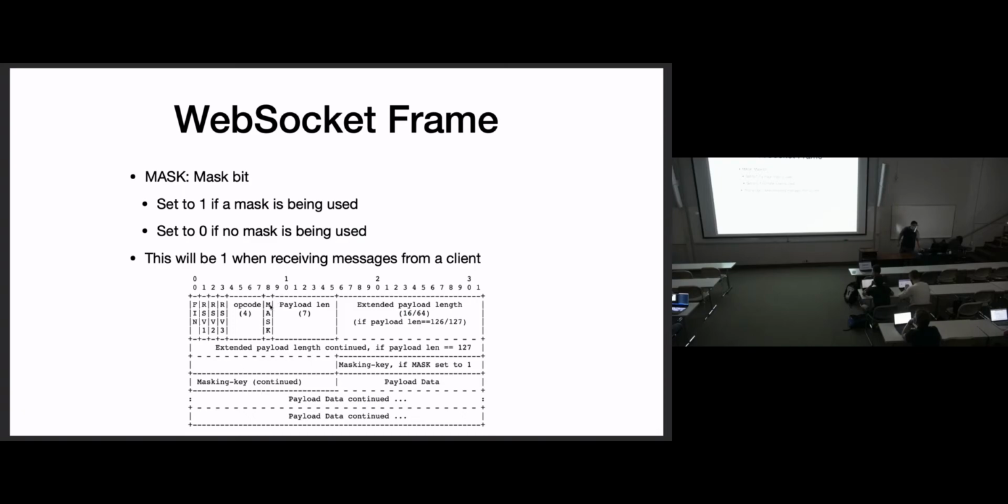But if this mask is 1, then these 4 bytes are going to be the mask. And if this is 0, these 4 bytes won't exist. We'll go right from payload length right into the data, the payload data. So that mask bit tells us whether these 4 bytes exist or not, or if we go right to the payload data. And if they exist, we have to handle those masks, those 4 bytes.